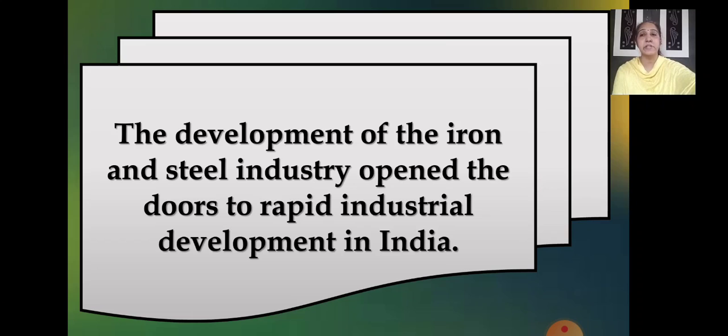Now ancillary industries are the industries which support the primary industries. Primary industries you have already learned, right? The ancillary industries are the supporters of the primary industries. So this is what we have seen. The development of the iron and steel industry opened the doors to rapid development in India. Now children, you have learnt about the iron and steel industry in India, that is in Jamshedpur, about TISCO. Now we will be learning one more iron and steel industry, that is in Pittsburgh.